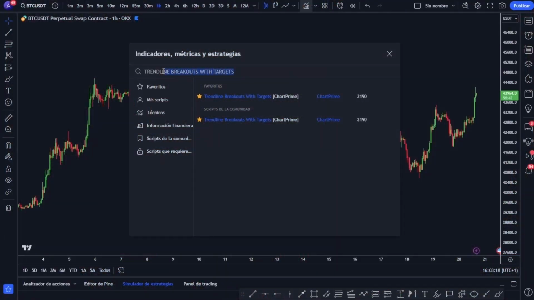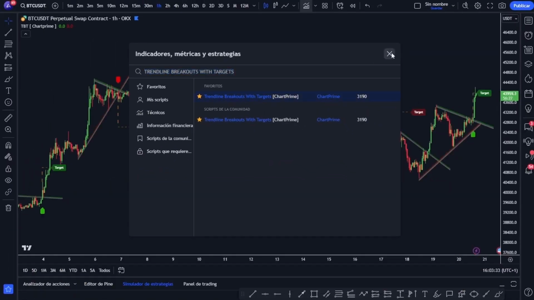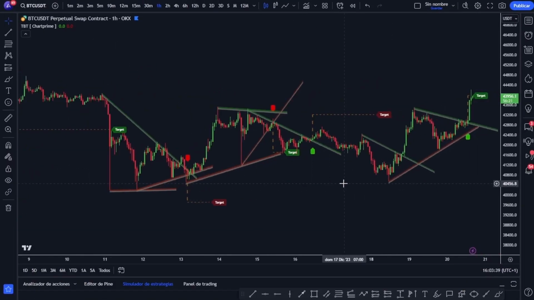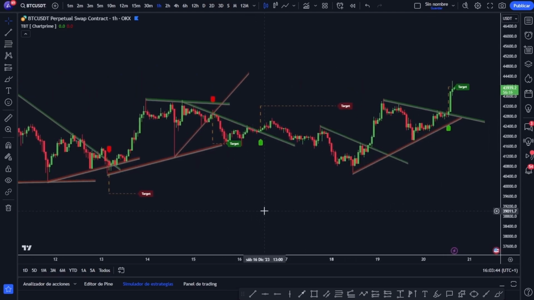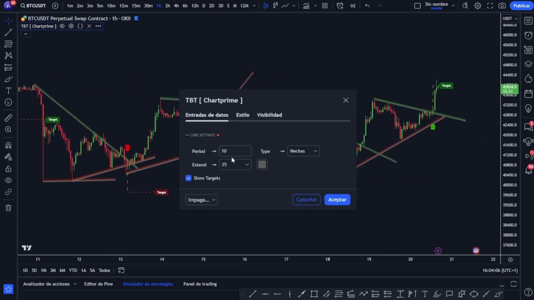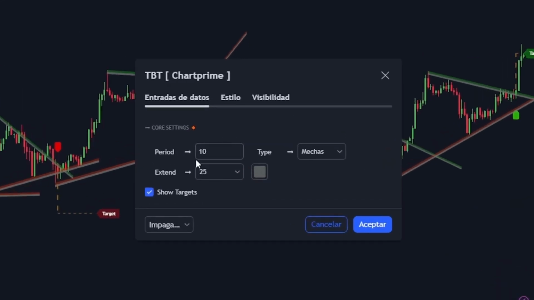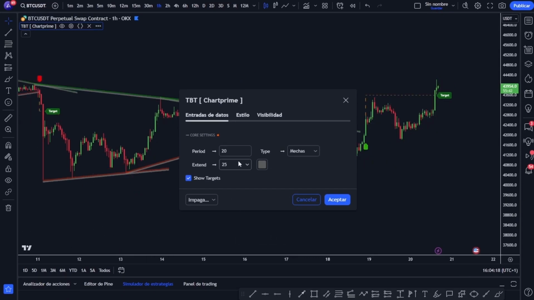The first thing we're going to do is go to the indicators section and search for the trendline breakout with targets by Chart Prime. Clicking on it will show us something like this. Basically, it's an indicator that automatically detects all breakouts of both trend lines or zones and possible ranges that are forming. If we go to the settings section, we can change some things, such as the period. If we increase it to 20, for example, you can see the difference. It doesn't mark as many breakouts.